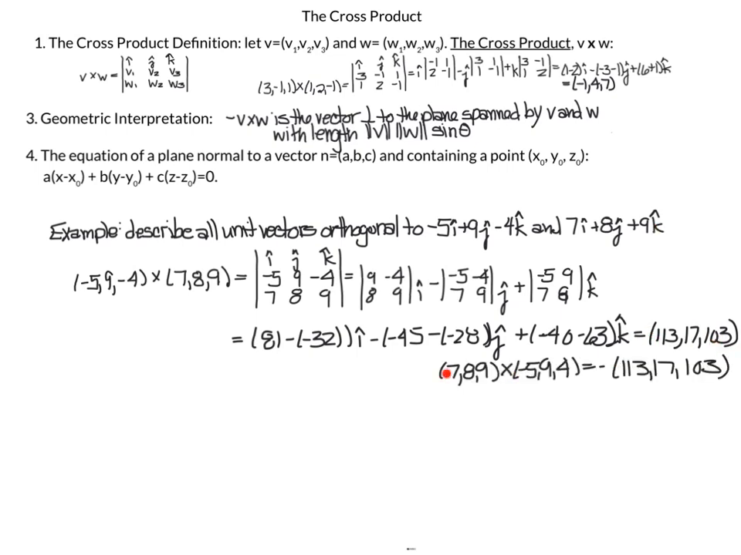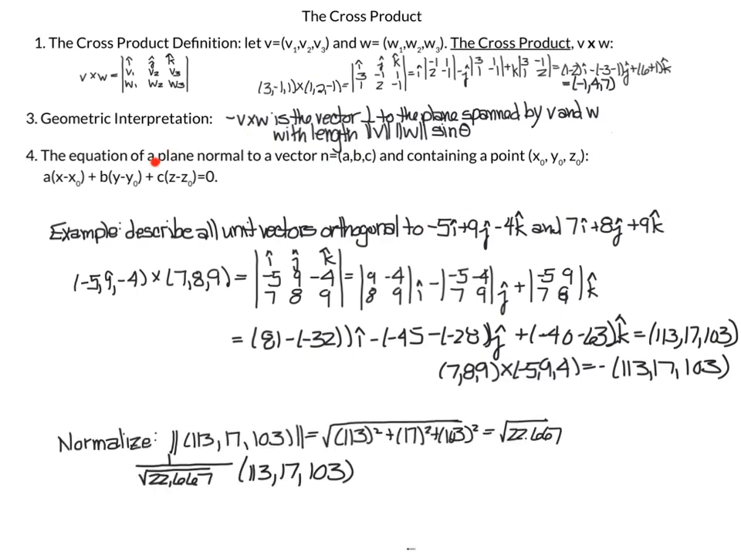And I should also note, I could have done the cross product of 7, 8, 9 with minus 5, 9, minus 4. And by one of my properties, that's equal to the negative of this cross product the other way around. Anyway, both of these vectors are orthogonal to my two original vectors. But now it asked for, over here, describe all unit vectors. So I need to normalize.